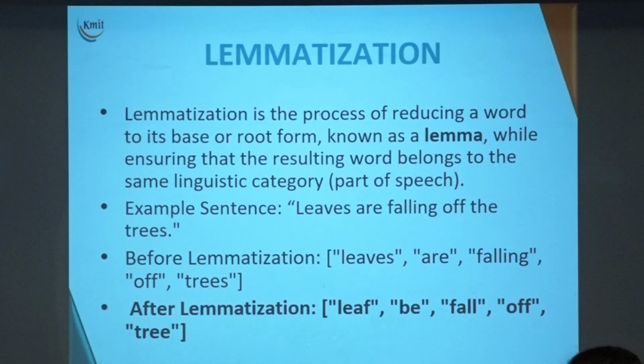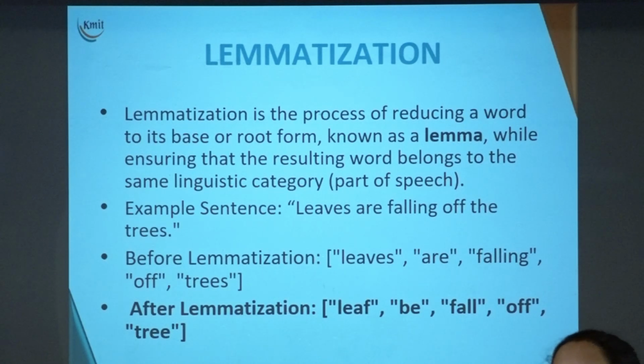Are. Are means to be. Is, are, you know. So I am writing the lemma as be. I am getting my lemma as be. Then falling: fall, and ing is the continuous tense. We are not bothered, the root word is what matters. What is the lemma? Fall. Okay. Off is off. Trees is tree. Trees became tree. So that was all the possible lemmas that you could figure out.